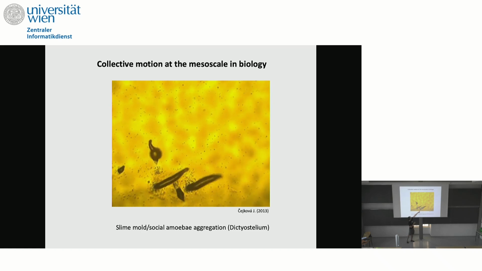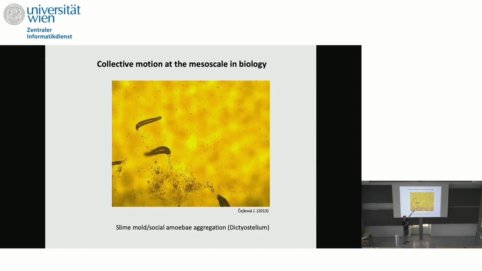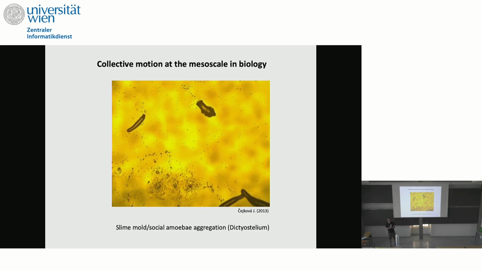And then after it's finished, it makes a slug, and the slug can move around in the dish and feeds itself as a multicellular organism. And this is completely reversible. You can also change back the condition, and you go back to single cells. So this is a slightly crazy example where these cells are really efficient at collectively finding each other.